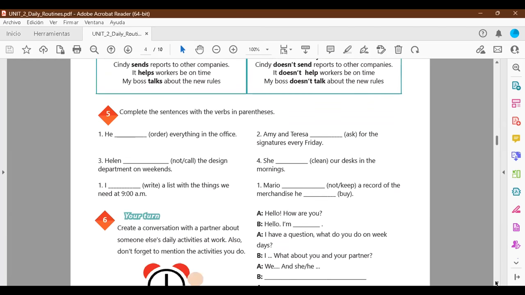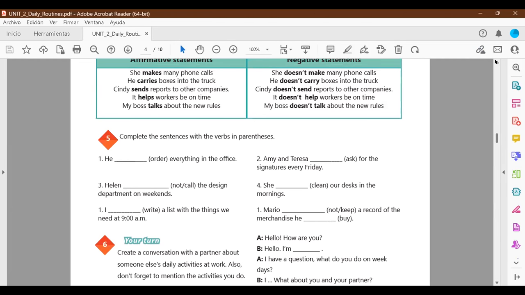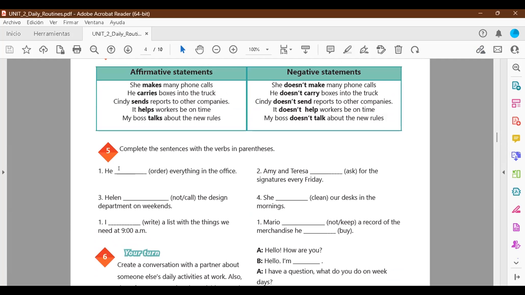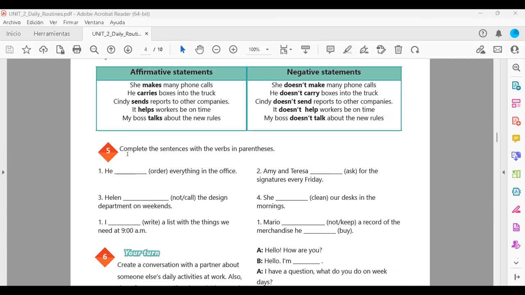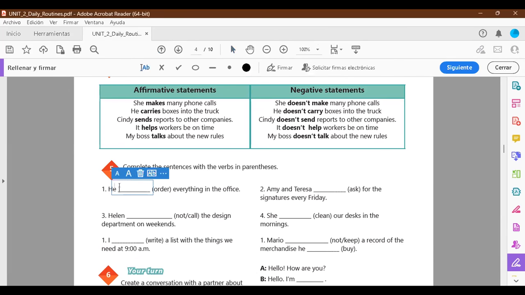So we're on page 22. Look at this. I don't know if you have checked this. No sé si ya la hicieron o si ya la vieron, but let's complete this. We have to fill in this with the correct form of the verbs in parentheses. Number one, what do you think? Number one, orders. Okay, he orders. Number two, Amy and Teresa ask for the signatures every Friday. Ask. Okay. Number three, Helen, negative sentence. Doesn't call the design department on weekends.